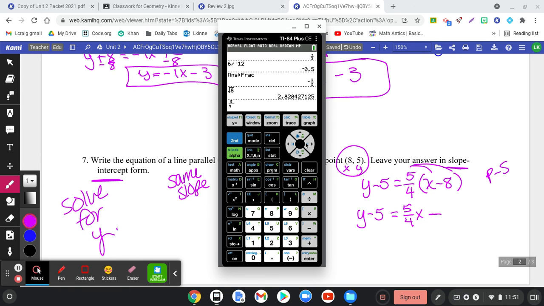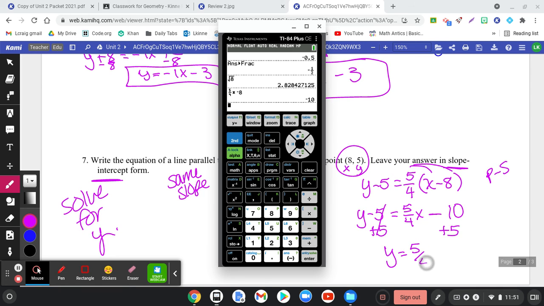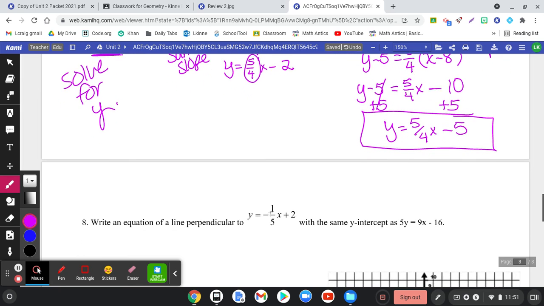5/4 times -8, -10. And then we just have to add 5 to both sides to get y by itself. 5/4 x minus 5. So your slope is 5/4. Your y-intercept's -5.